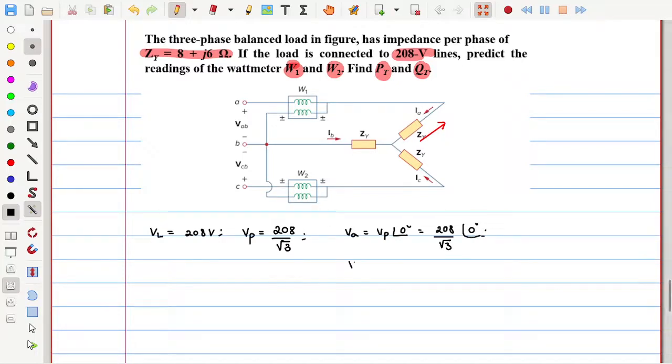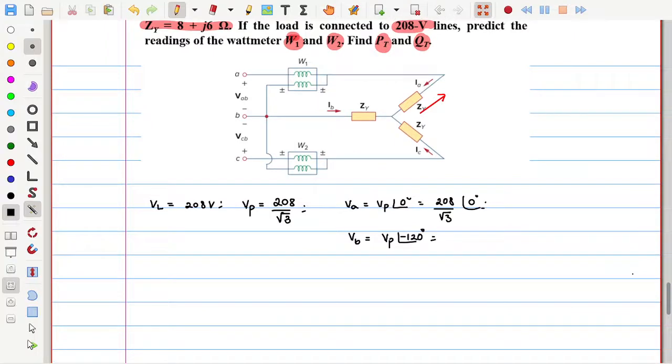And Vb is equal to Vp at an angle minus 120. Observe that I am using positive phase sequence. They had given the load configuration in a different way, but it doesn't matter. I am assuming the source as positive phase sequence. So substitute what Vp is here. I will just give the basic guidance; if not, I will solve completely in the next class. Vc is equal to Vp at an angle plus 120 degrees.